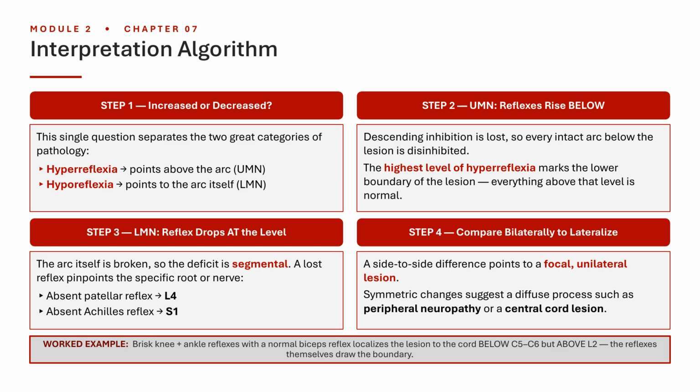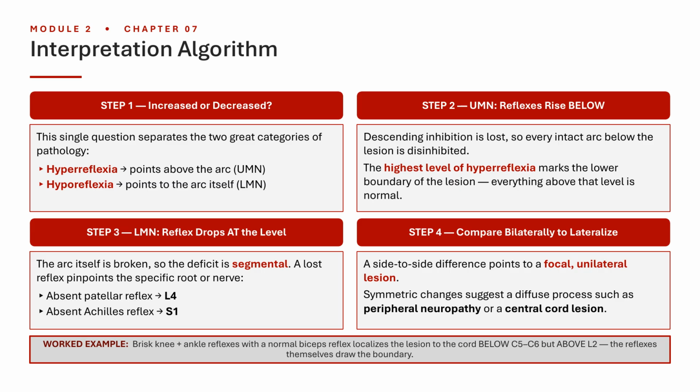Step 3. If hyporeflexia, the reflex drops at the level of the lesion. The arc itself is broken at a specific segment. A lost patellar reflex points to L4. A lost Achilles reflex points to S1. The reflex names the root. Step 4. Compare bilaterally to lateralize. A side-to-side difference indicates a focal, unilateral lesion. Symmetric changes suggest a diffuse process: peripheral neuropathy, a central cord lesion, metabolic disease.